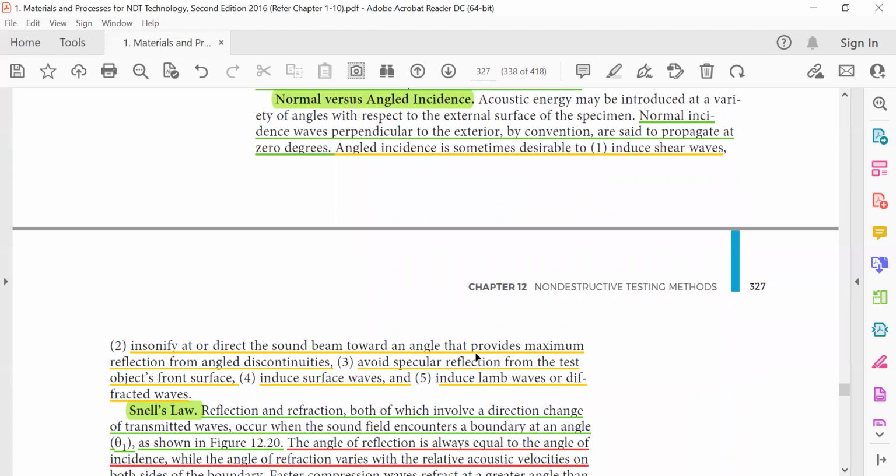Normal versus angle incident. Acoustic energy may be introduced at a variety of angles with respect to the external surface of the specimen. Normal incident waves are perpendicular to the exterior and, by convention, are said to propagate at 0 degrees. Angle incidence is sometimes desirable to induce shear waves.